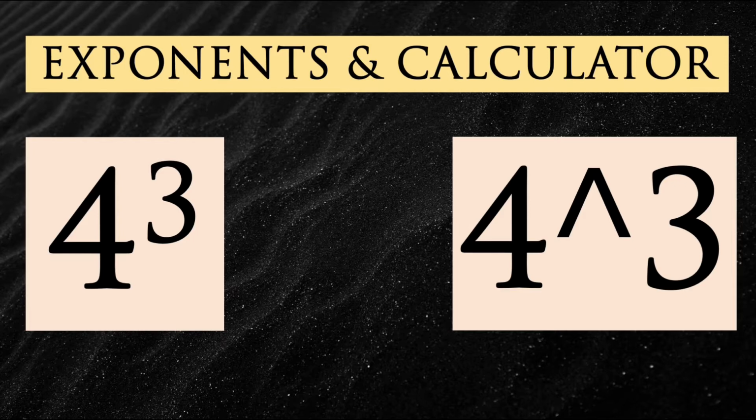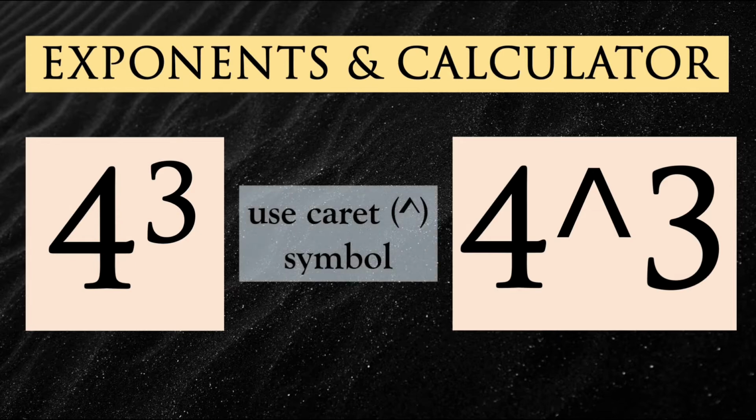So in your calculator, instead of doing that, you have to use what we call the caret symbol. It looks like an arrow pointing upward. So you just need to press the number for the base, and then press the caret sign, and then press the number for your exponent. So when you write 4 raised to 3, you type in 4, and then the caret symbol, and then the number 3. Okay guys, let's proceed to simplifying exponential expressions.